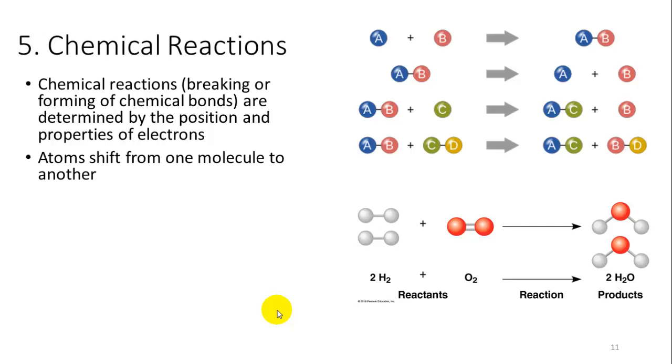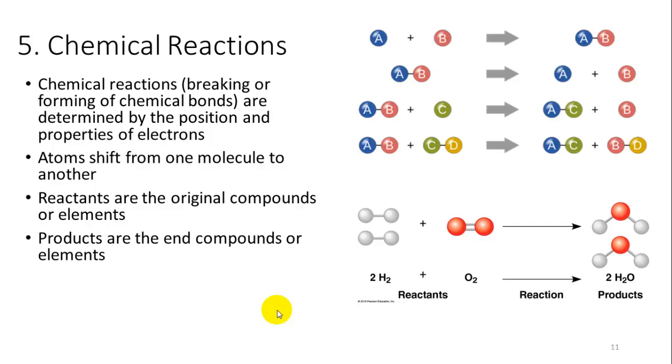So some of the simplest reactions we have listed here. In a chemical reaction, you have reactants on one side. This is the original atoms and compounds and molecules that you have. And then you have products on the other side. That's what happens after the reaction, what you're left with.